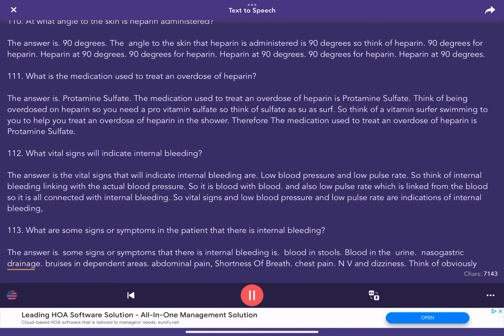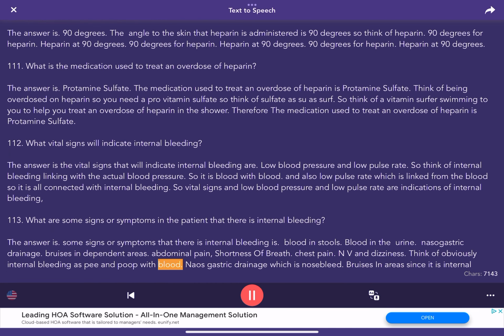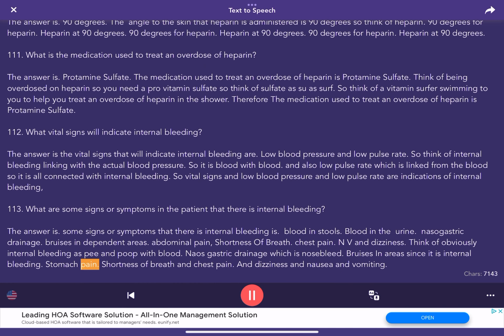Think of obviously internal bleeding as pee and poop with blood. Nasogastric drainage, which is like a nosebleed, bruises in dependent areas since it is internal bleeding, stomach pain, shortness of breath and chest pain, and dizziness and nausea and vomiting.